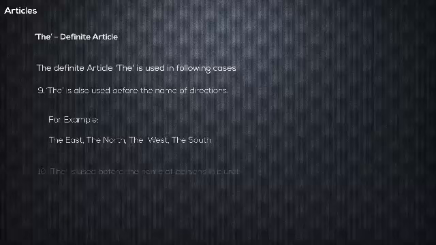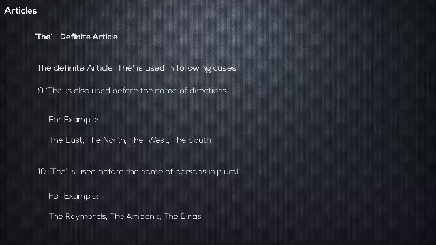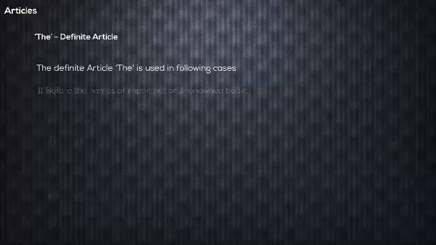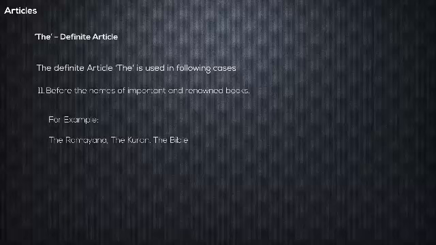Tenth, the is used before the names of persons in plural such as family names, etc. For example, the Raymonds, the Ambanis, the Birlas. Eleventh, before the names of important and renowned books. For example, the Ramayana, the Quran, the Bible.